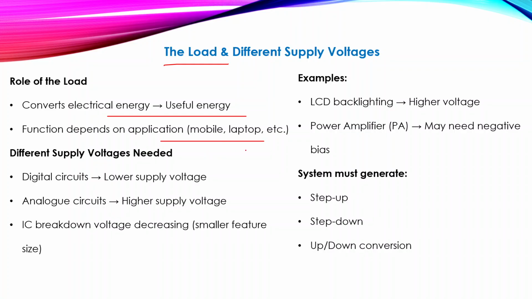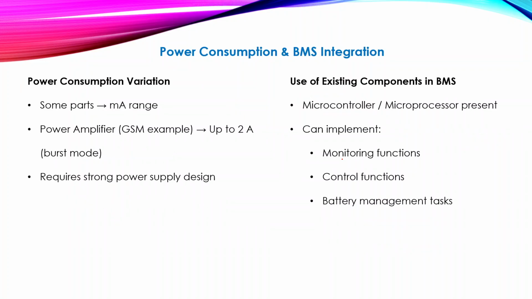As IC feature size decreases, the maximum allowable voltage also decreases. You can see here that some applications, like LCD backlighting or a power amplifier, require special voltages, sometimes even negative bias voltages. Therefore, from a single battery voltage, multiple voltages must be generated using DC-DC converters. Now, what about the power consumption and how are we going to integrate the BMS into it? That we'll see in the next slide.